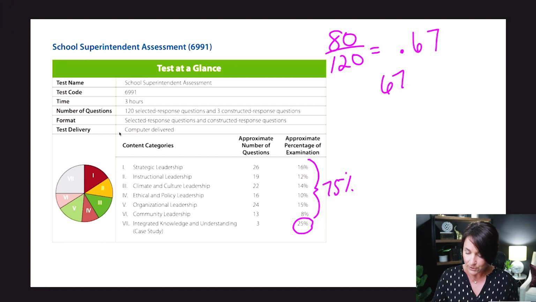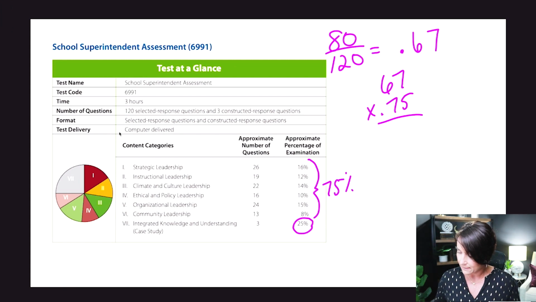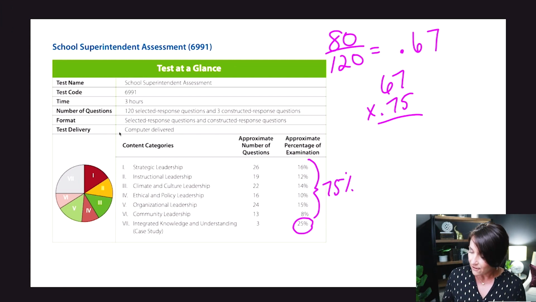And I'm going to multiply this by 0.75 because the selected response is 75% of the test. So when I take 67 and multiply that by 0.75, I get 50.25. So I'm just going to make that 50. I'm not going to deal a lot with decimals here because we're just estimating what our score would be. Obviously, when they're scoring it, they are most likely putting it into a machine and it's spitting out a score. But I'm going to show you roughly how this is done.